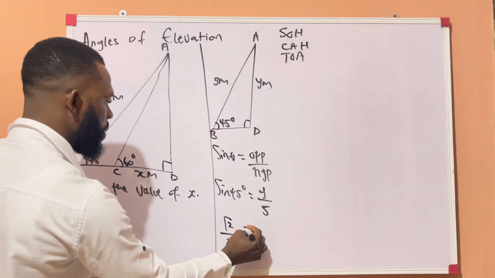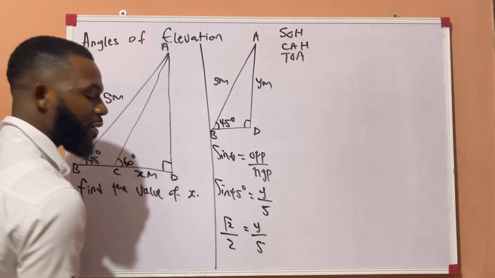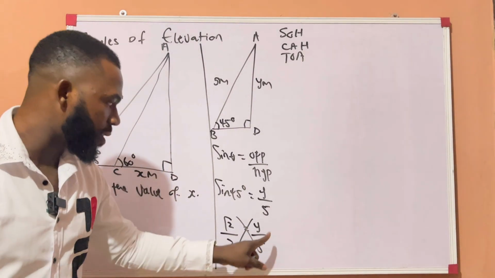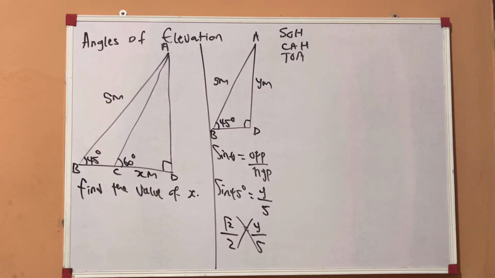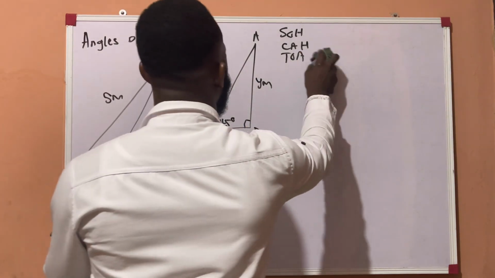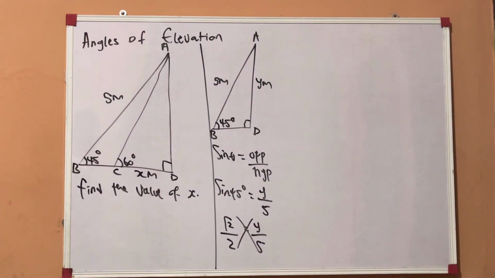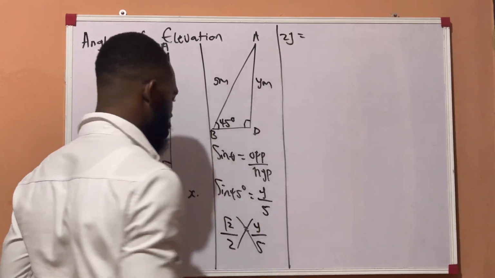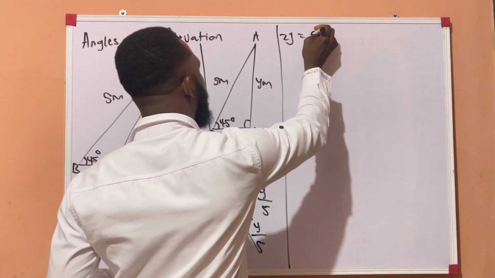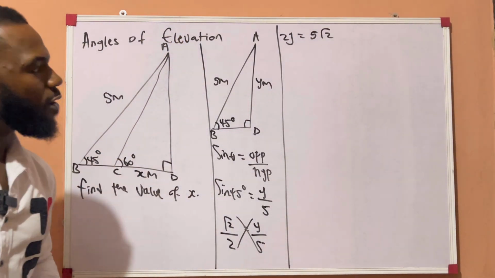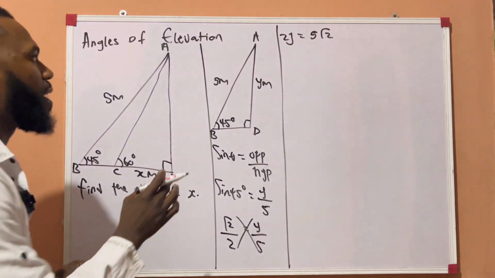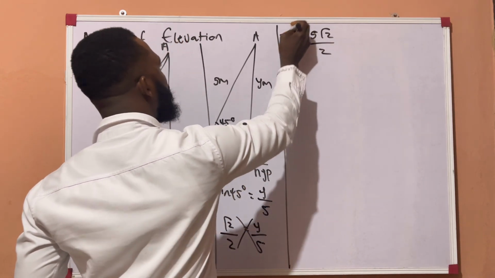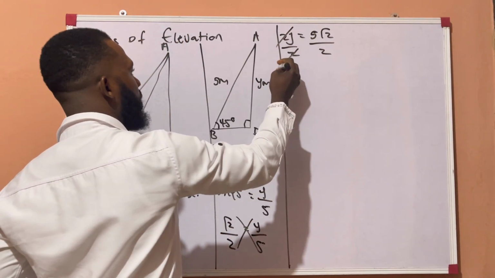So if we use root 2 over 2 as sine 45 equal to y over 5, what we have to do here now is to cross multiply. When we cross multiply, we are going to get y multiplied by 2 to give us 2y. Here becomes 2y is equal to 5 multiplied by root 2 gives us 5 root 2. Now for us to make y the subject of the formula, we have to divide both sides by the coefficient, which is 2. So if we divide both sides by 2, when 2 cancel out, what we have now is y.